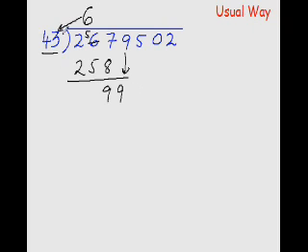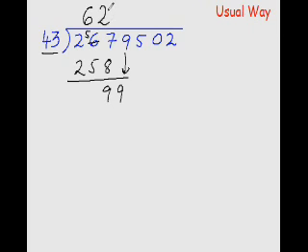Now once again the same story. How many times will 43 go into 99? Either you can straight away say 2 times, or you can once again hide this digit and this digit here. So 4 2s go into 9. So I'll put 2 there.